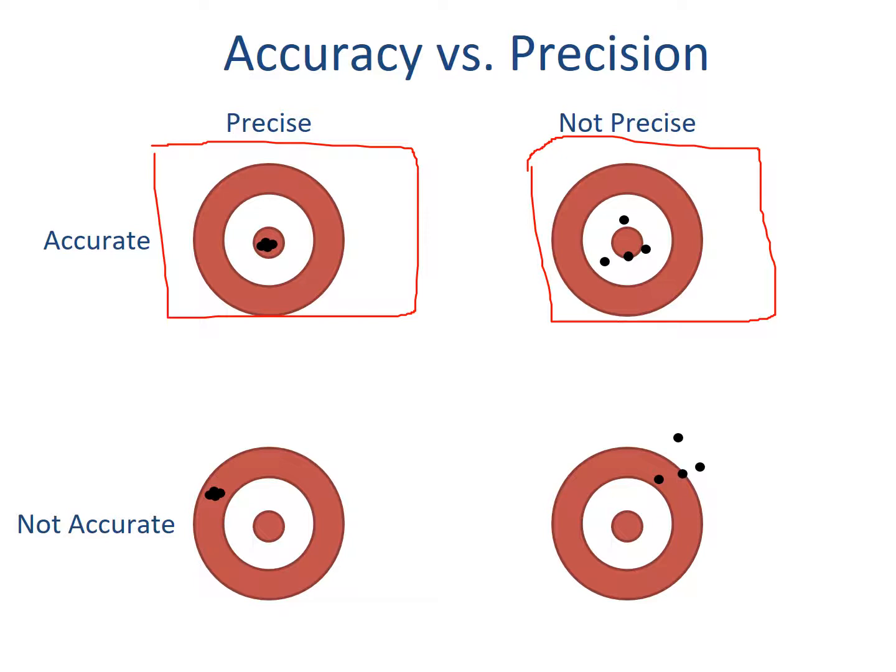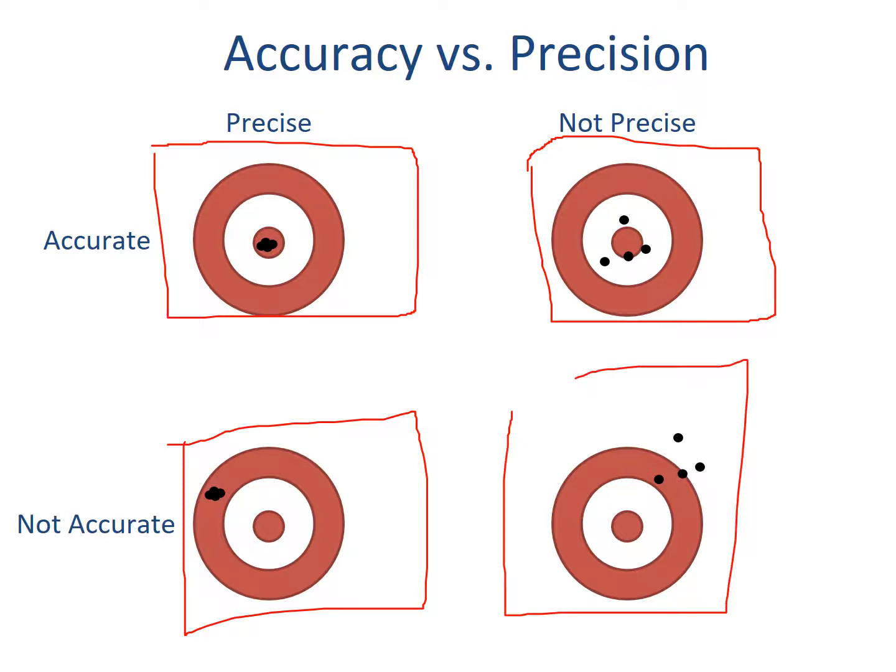We, of course, can also have things that are not accurate but precise. So we might have points that are spaced very close together but are consistently wrong. Or we might have something that's both not accurate and not precise, which of course would be a problem. Now this comes into play in a lot of our measurements.